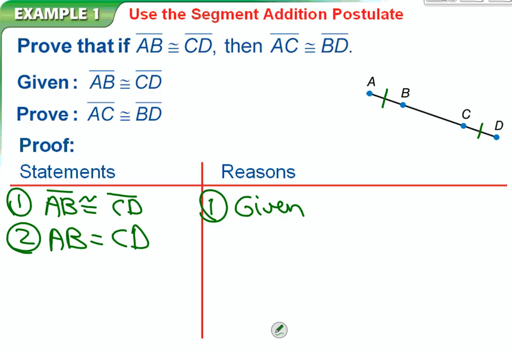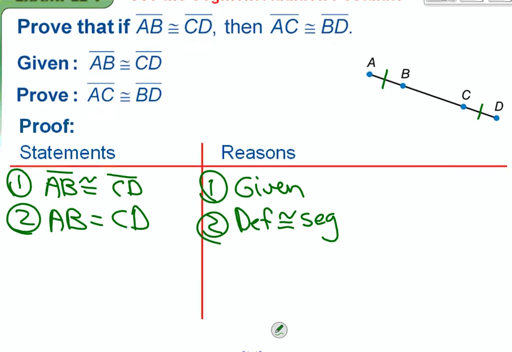AB equals CD. And what's the reason for that? Of what kind of segments? Definition of congruent segments. So I want to say why I did that again. I did that so that when I'm talking about things like the segment addition postulate, I'm looking at lengths that are equal. So I want these two lengths to be equal more than I want to have them as segments that are congruent. So I did that conversion.